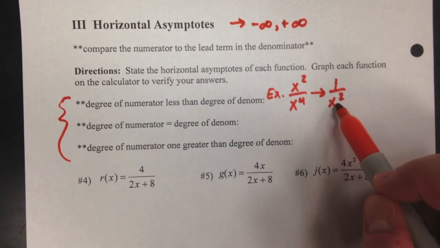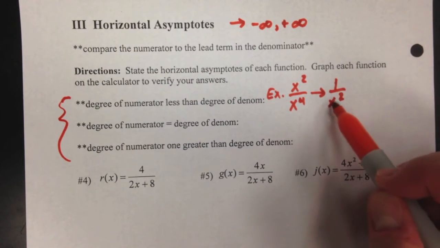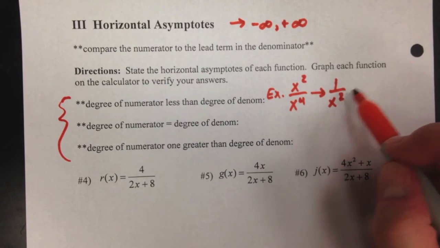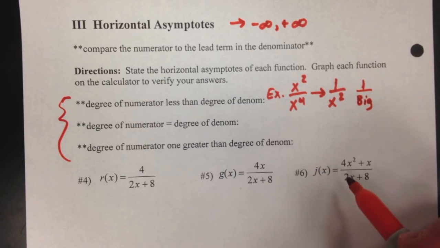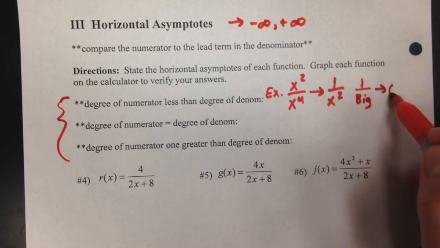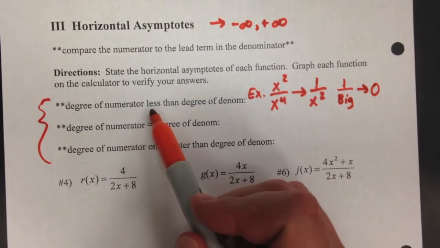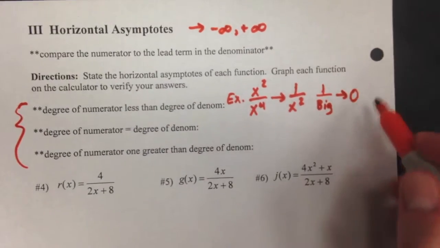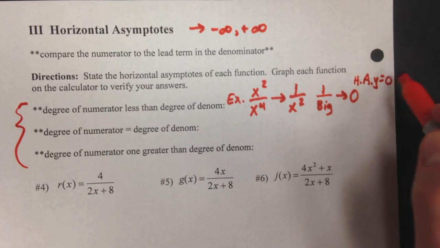If I start putting in really small numbers like negative 10, negative 100, negative 1000, the 1 is going to stay the same, but these will get very big. So eventually I'm going to have 1 over something really big, like a million, a billion, a trillion, which is basically 0. If the degree of the numerator is less than the degree of the denominator, then the horizontal asymptote will always be y equals 0.